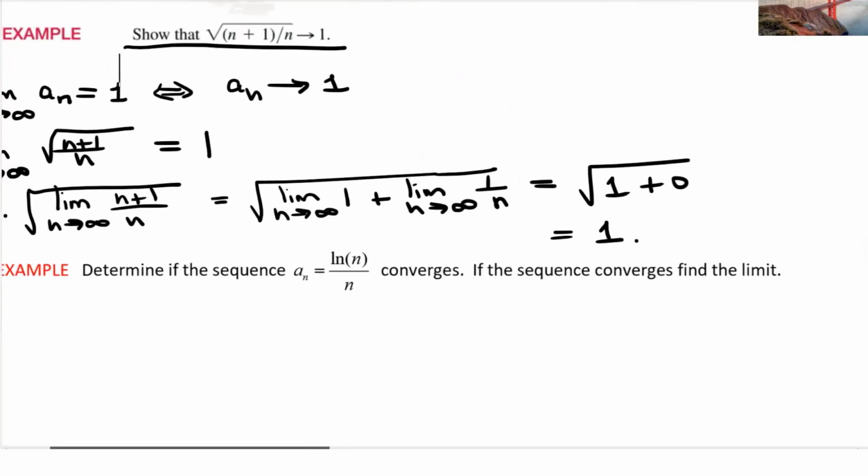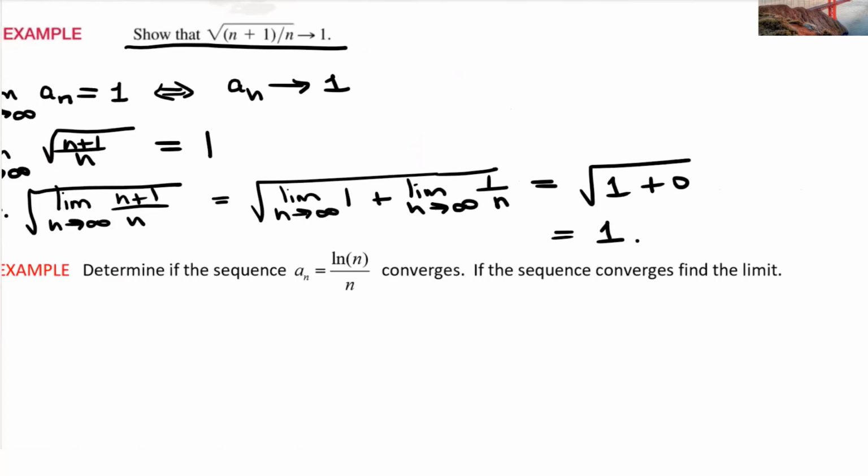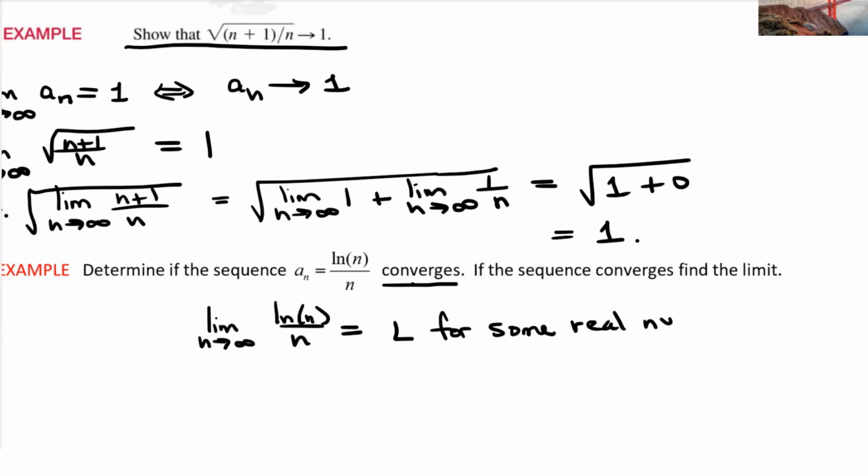Here's another example. It says, determine if the sequence a sub n equals natural log of n over n converges. For it to converge, that just means that there is some finite number so that the limit as n goes to infinity of that sequence equals that number. The limit exists for some real number L.